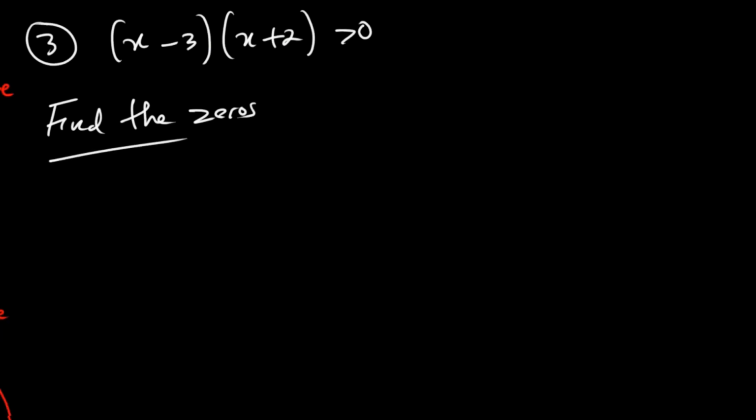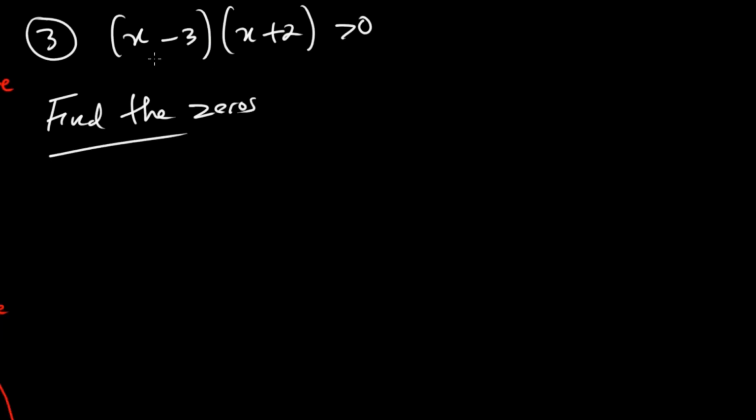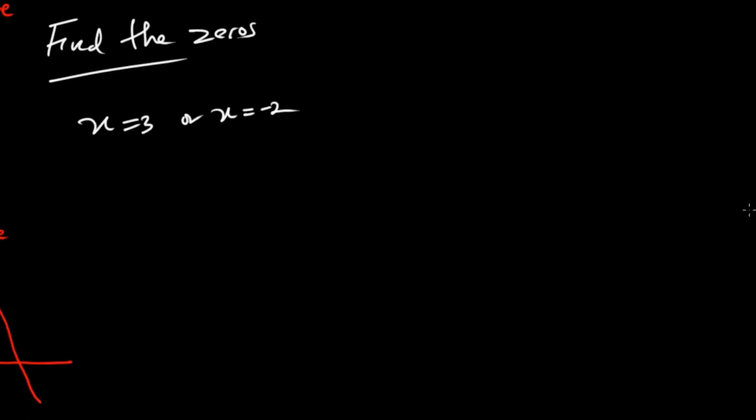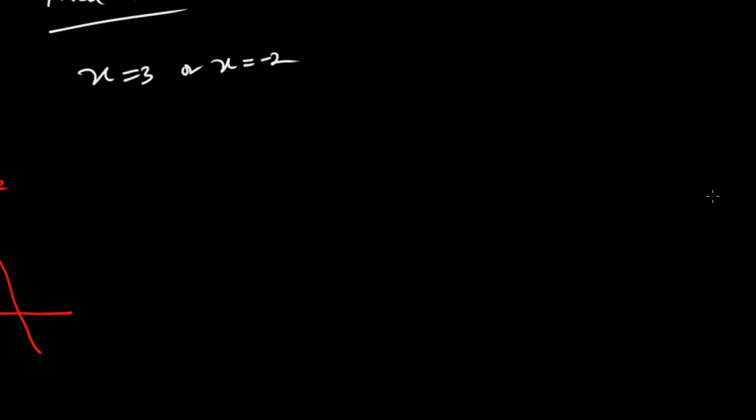Our work has been reduced for us in that we have the factorized expression already. So to find the zeros of this quadratic equation, we simply equate each of the factors to 0. So we are going to have x equal to 3 or x equal to -2. So again, I'm going to be using the two methods that we looked at. The first method, let's try to find the answer by intuition.